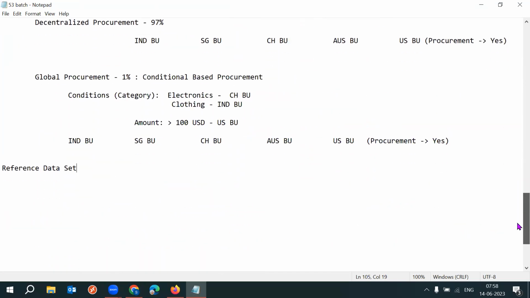Reference data set. So this is also not available in EBS. This topic is not available in EBS. This concept is not available in EBS. Payment term. Payment term is very important for any business transaction.